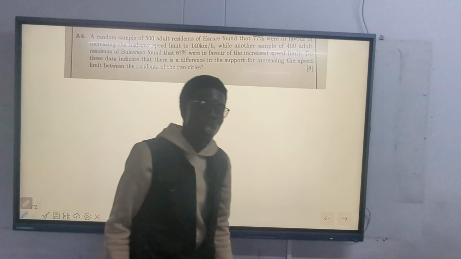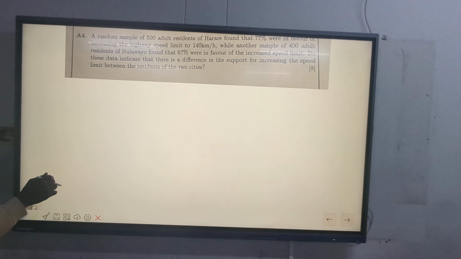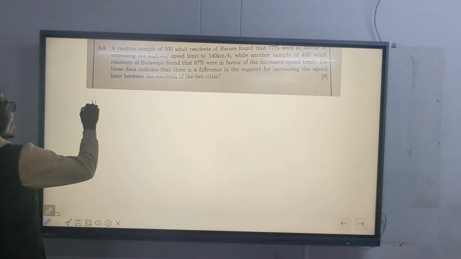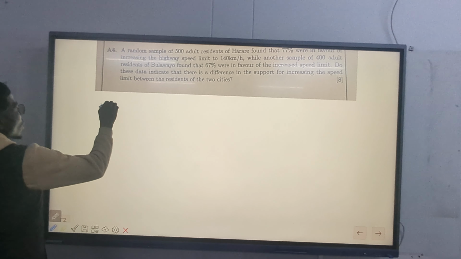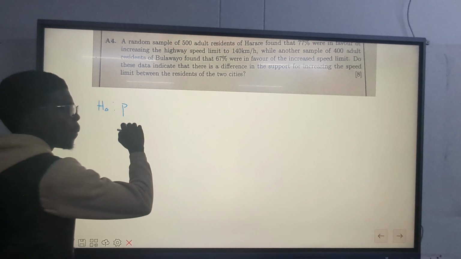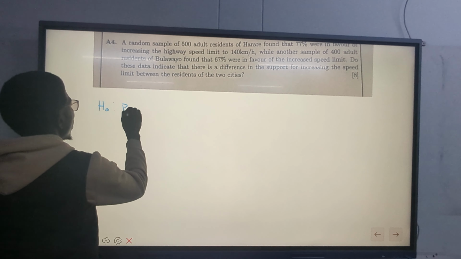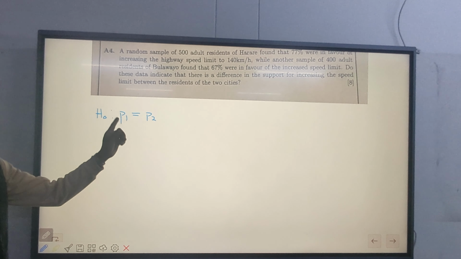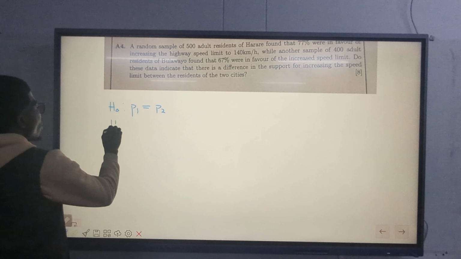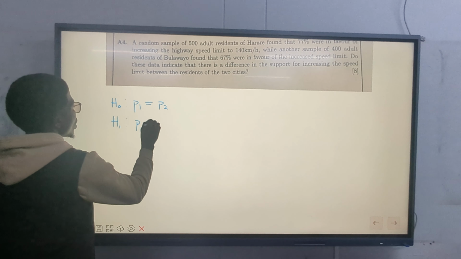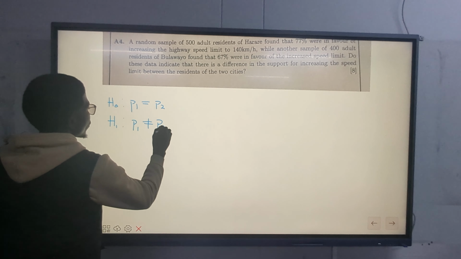So first thing is first, we write our null hypothesis and alternative hypothesis. Let's write our null hypothesis. H naught is denoted by P1 is equal to P2. That's our null hypothesis. Then the alternative hypothesis H1, P1 is not equal to P2.